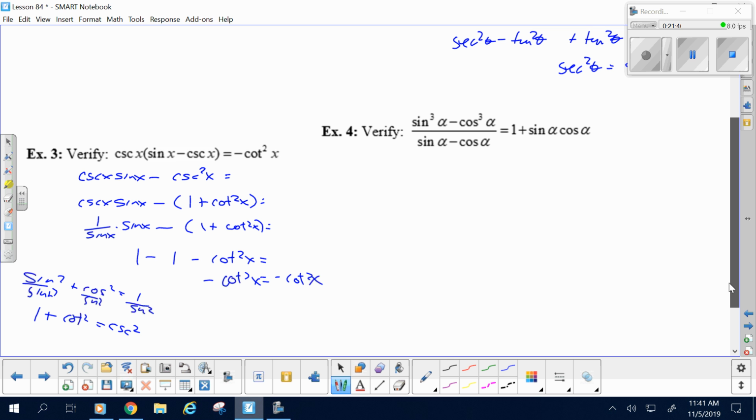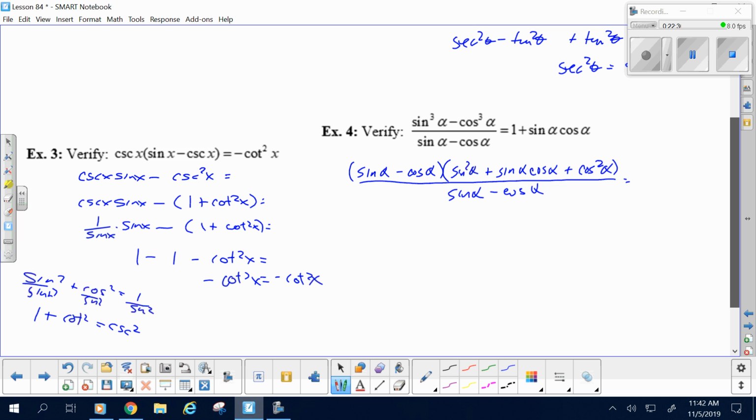All right, last but not least, example 4. What should we do? Factor. How does the numerator factor? Sine alpha minus cosine alpha times sine squared alpha plus sine alpha cosine alpha plus cosine squared alpha, over sine alpha minus cosine alpha.